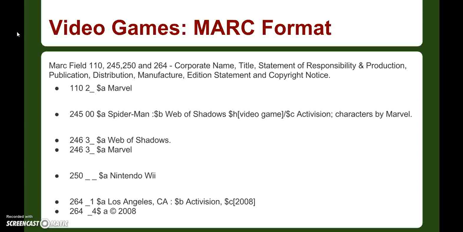Someone may actually look up this title using Web of Shadows instead of Spider-Man, knowing that there may be multiple video games under the Spider-Man name, and they were really looking for Web of Shadows. The second 246 field refers to the creator of the characters, Marvel. I added the 250 field to show that this edition of the game was created for the Nintendo Wii and not some other gaming machines. Again, the 264 field shows where the game was manufactured, by whom, and the copyright.